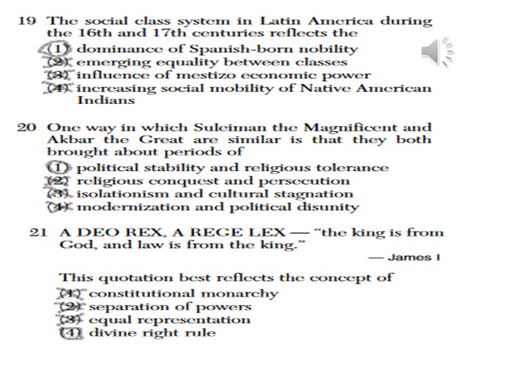And let's take a look at question number 21. Now, I might read it a little bit wrong, but it says, the king is from God, and law is from the king, James the First. So, this quotation reflects the concept of, well, if you see God, first of all, if you ever see God on the Regents, you know it's talking about divine right.